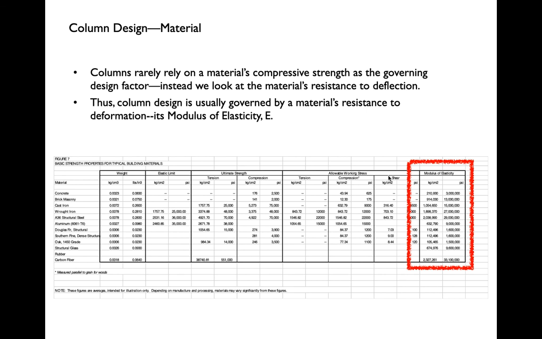So we're looking, even though allowable working stress comes into it, we'll always check columns for failure and crushing. When we're designing columns, we're usually over here looking much more at modulus of elasticity and stiffness. And you get some idea about why steel makes for such great columns, because its modulus of elasticity is really, really high, right? Like off the charts.